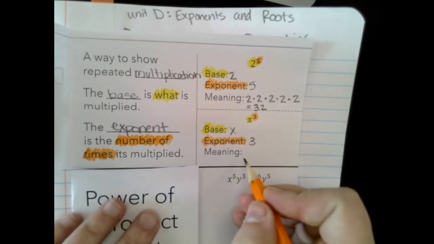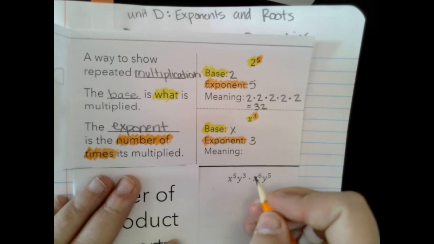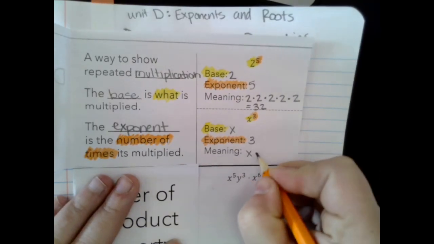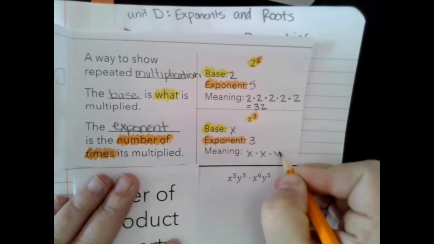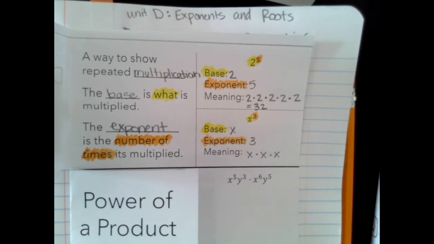All right, and then our meaning, what are we multiplying over and over again? X, how many times? 3 times. So X times X times X. All right, so we don't know that answer because it depends on what X is, but rather than saying X times X times X, we say X to the 3rd power. Why can't I say 3X? Because are we multiplying by 3, the number? No, we're multiplying by X. So we can't change it to 3X.